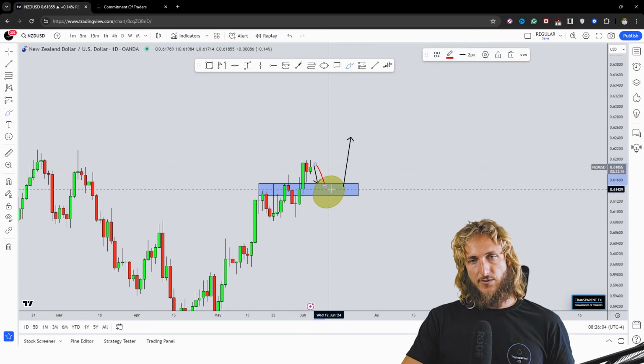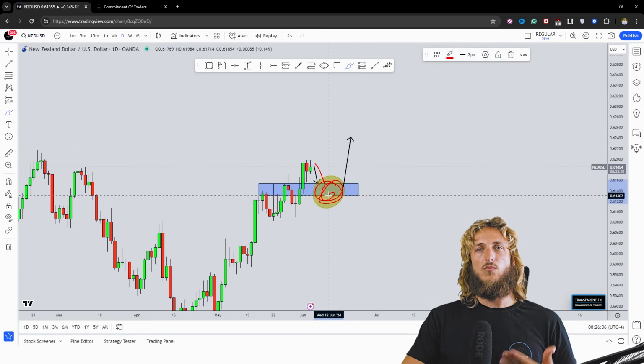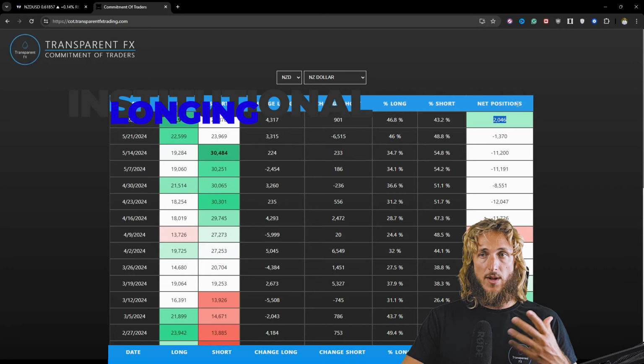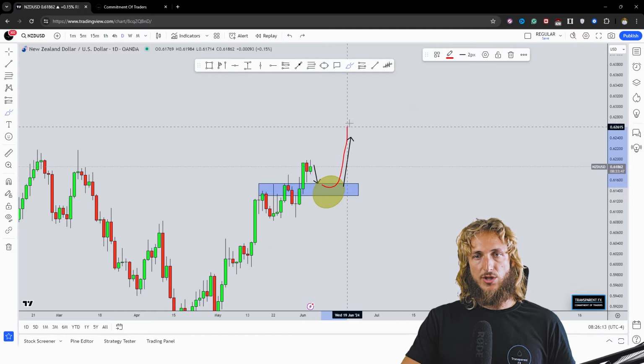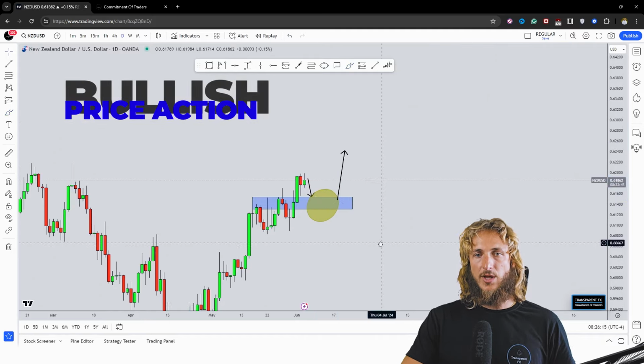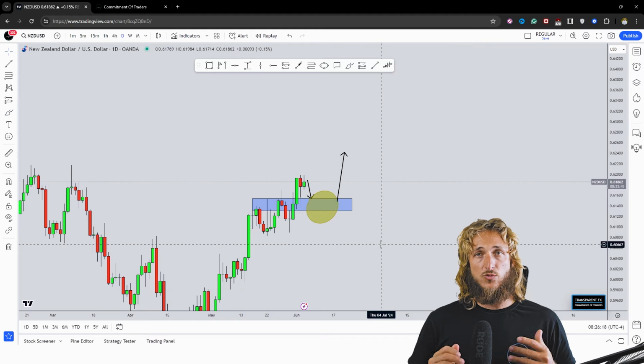Because on the test of the support, there is the possibility of seeing more institutional longing, since we have already seen that, which at that point could further increase the probabilities of this potential rejection to the upside away from the area. So in a situation like this, what would I expect?